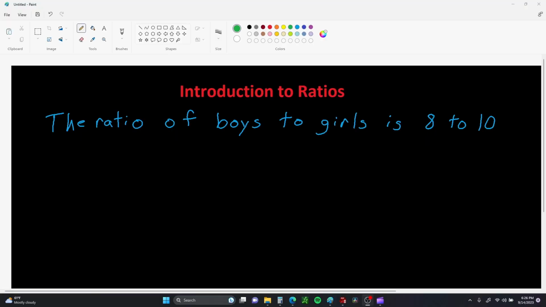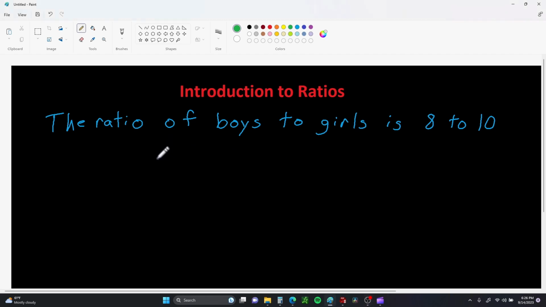This is an introduction to ratios, and there are so many different aspects to this. There's no way to cover everything in a single video, so this will just be a brief overview. The first thing I have here is a statement that the ratio of boys to girls is 8 to 10. There are three ways to write a ratio.